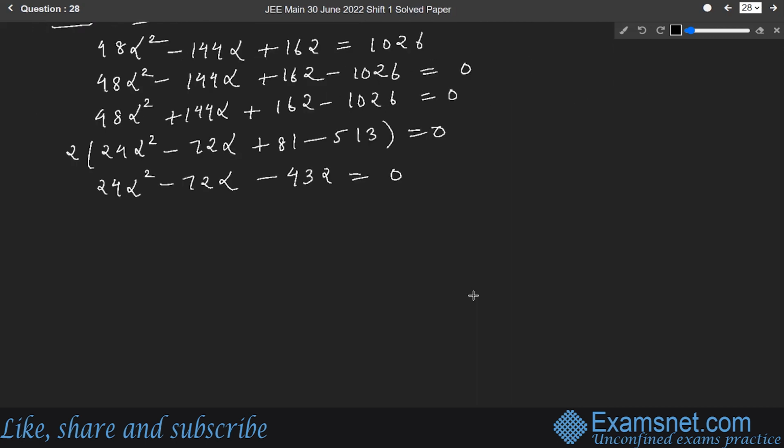Again, you can see that we can take 24 common. So when we take 24 common, what will the remaining terms be? Alpha square minus 3 alpha, because 24 into 3 is 72, right? Minus, 24 into 18 gives 432. So this is equal to 0. So now the expression is alpha square minus 3 alpha minus 18 is equal to 0.